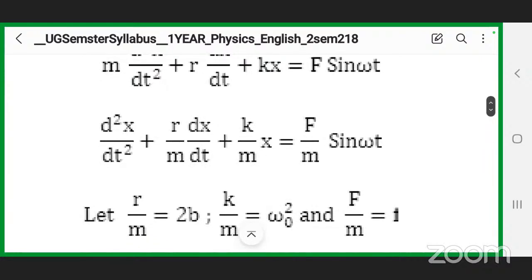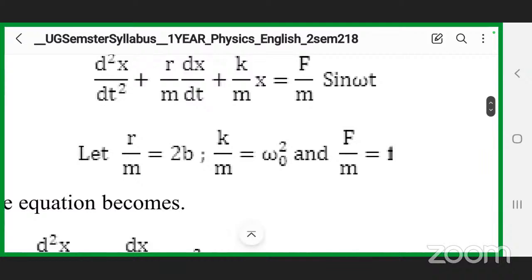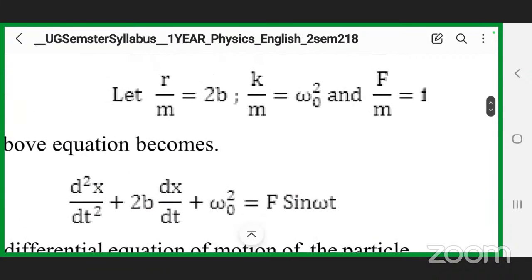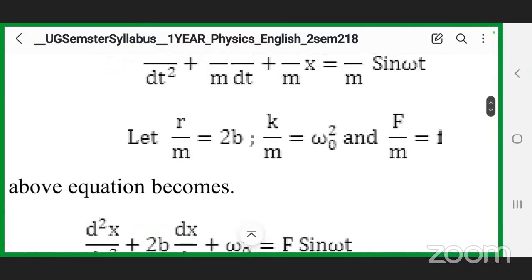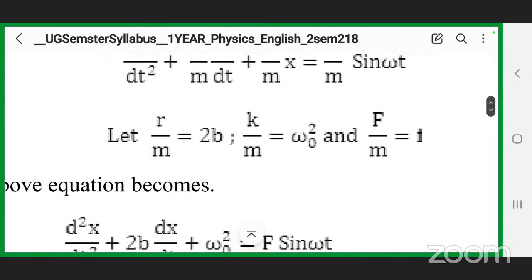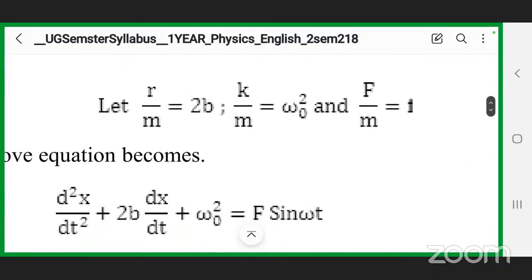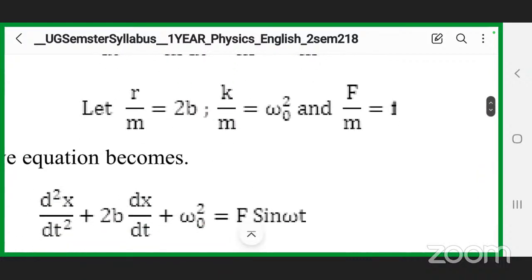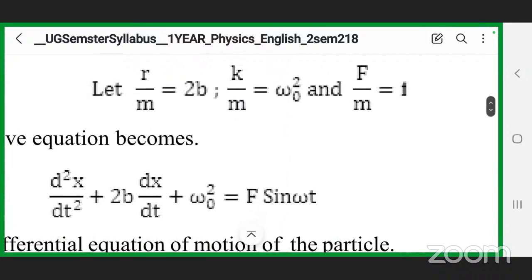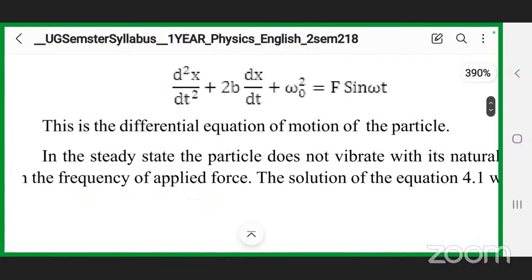Next, let us consider in this equation r by m is 2b, k by m is omega naught square, and F by m is f, the force per unit mass. Substituting all these values, we get d square x by dt square plus 2b into dx by dt plus omega naught square x equals f sine omega t. The x should be there; that is not written in this equation, a print mistake.